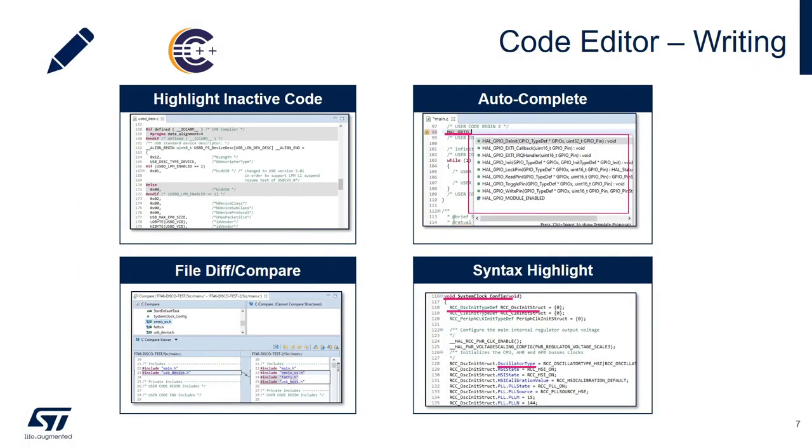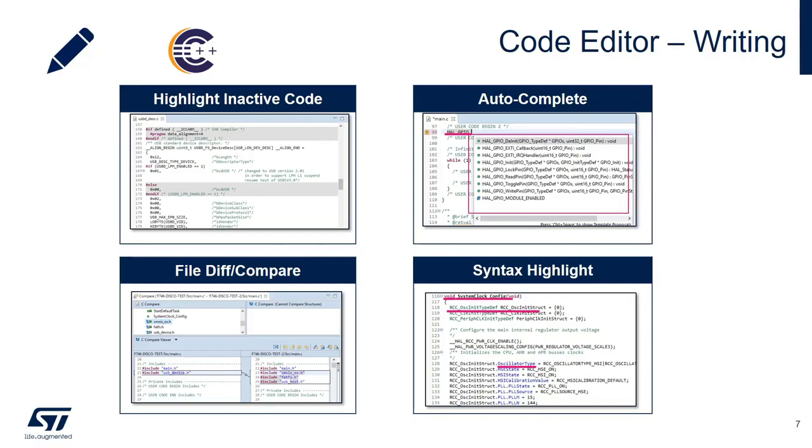As writing and editing capabilities, we have a lot of features that will give a clear view of the code and easy typing. Starting with the highlight of inactive code. As you can see, the code that's not part of the current project settings will have the gray highlight, thus making it simple to see what are the parts being compiled and used.